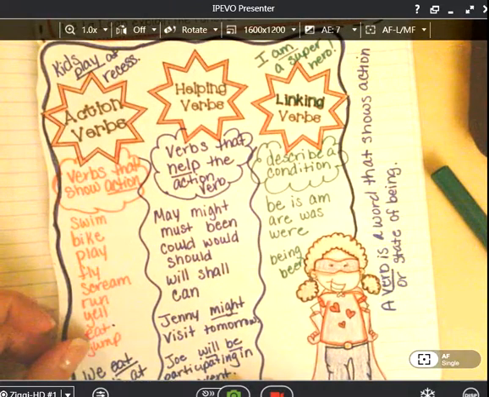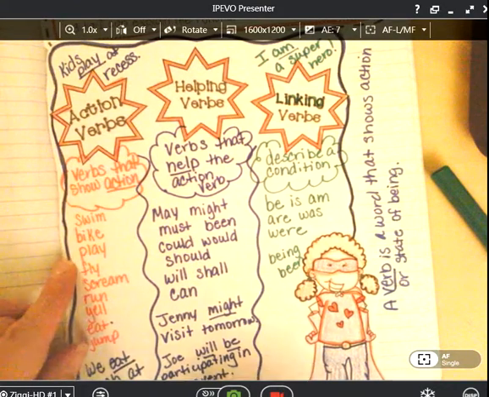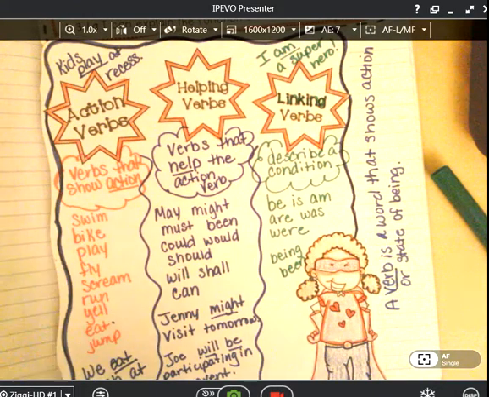So at any time, if you needed to pause this to go through that and rewrite that, you're welcome to do. But at this point, you should have our interactive notebook page completed. And when you come into class, you can use that to help you with the work that we're going to be doing together tomorrow.